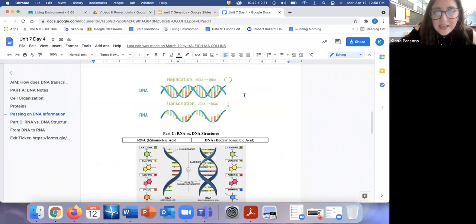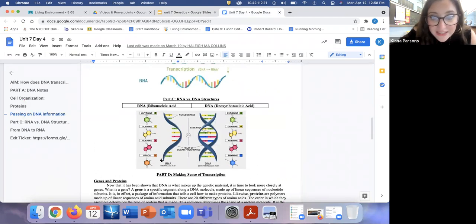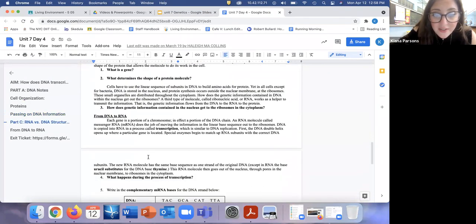And we can see the double-stranded DNA is transcribed into the single-stranded RNA. We can see they're very similar in structure. The difference is RNA is single-stranded and DNA is double-stranded, that double helix structure, and the base thymine is replaced with uracil.